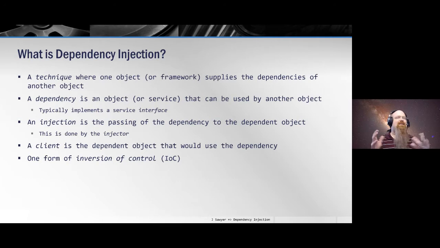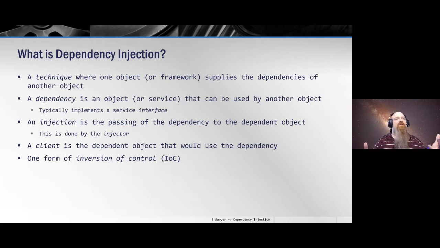All right, that's interesting, but what do we mean by this dependency thing? I have dependencies, I have all these DLLs. Is that what we're talking about? No, it's not. In this case, what we're talking about is an object, or more specifically a service, that can be used by another object. Typically, you will see these implemented as a service interface. Think of something like a repository. A repository is an excellent example of something that you would do as a dependency.